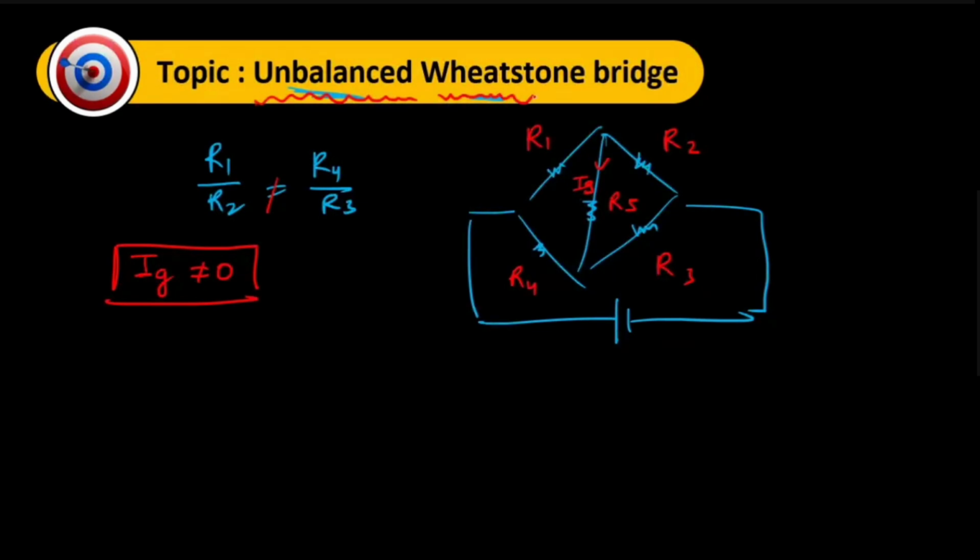So unbalanced Wheatstone bridges are very complicated to solve because you have to apply KVL, you have to form two, three equations and then solve them. That makes them very difficult to solve. So we are not going to discuss those types of numericals here.